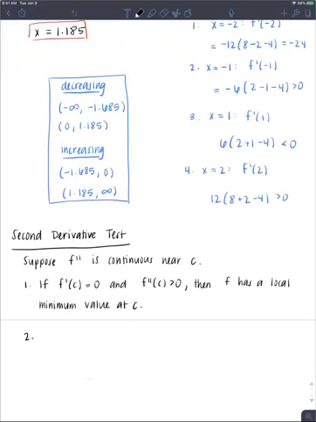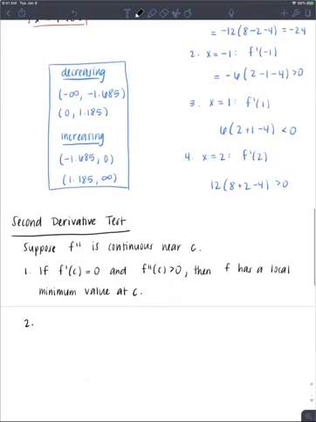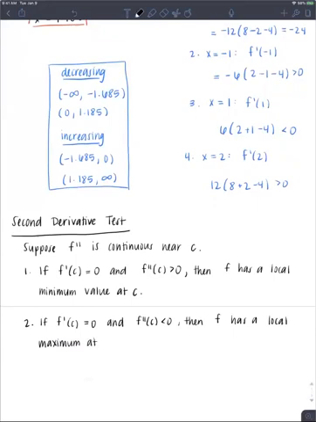And then it has a local maximum if almost everything about that first sentence stays the same, but I'm just going to change this to less than 0, right? And so here, if the first derivative evaluated at c equals 0 and the second derivative evaluated at c is negative, then f has a local maximum at c.